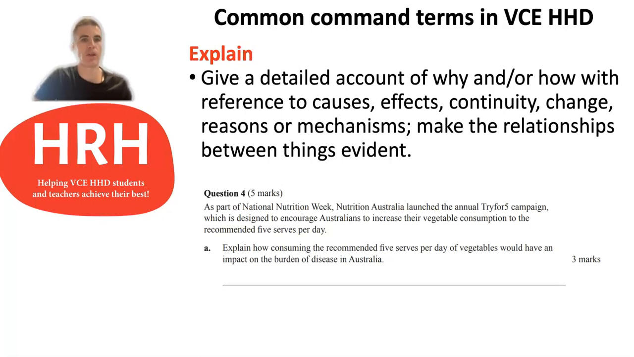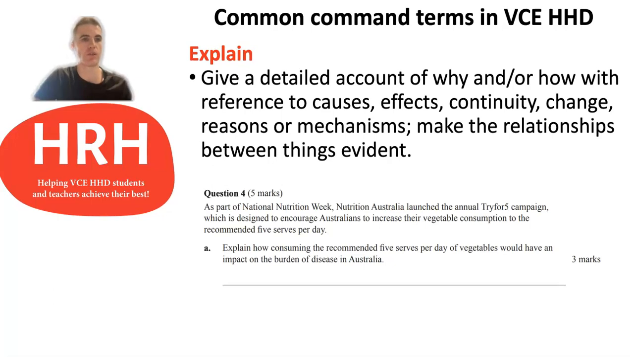And if it is worth 3 or 4 marks, then I'd be trying to think of, well, how can I make sure that I'm not just doing, say, one link from consuming the recommended serves of vegetables to one example of burden of disease. I'd probably be trying to do 2 different examples of burden of disease, say a YLL and a YLD, to ensure that I'm achieving all of those 3 marks.